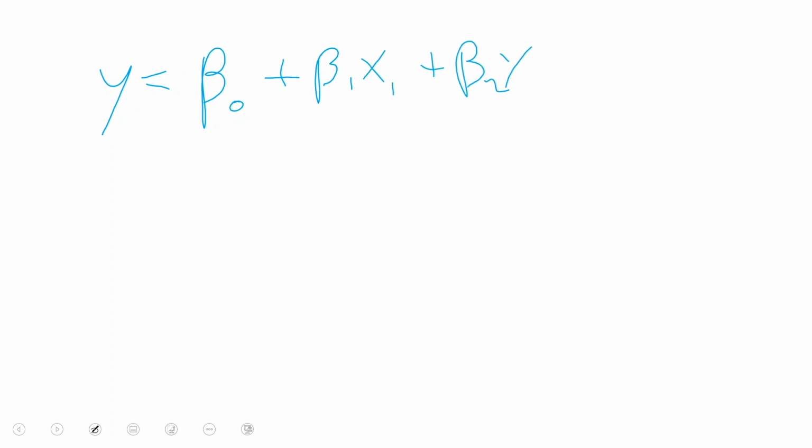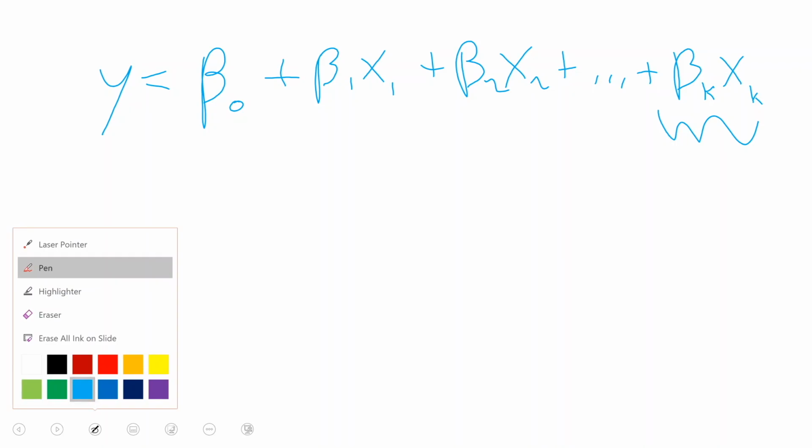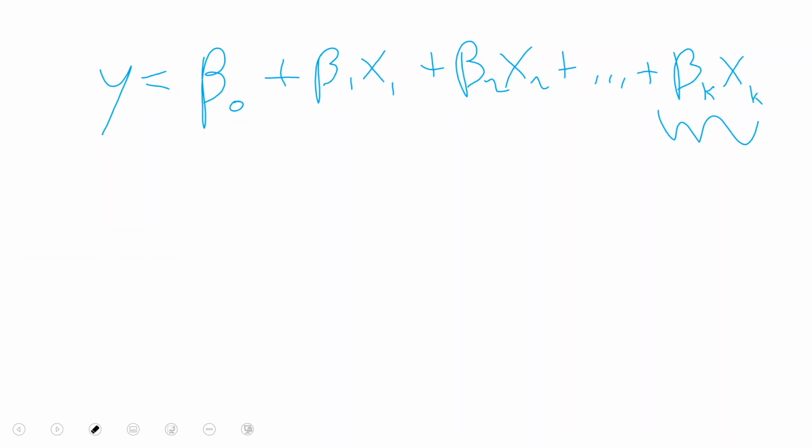So instead, what we do is we look at the overall regression equation. We still have some y outcome, and we still have an intercept, right? And then we have our normal beta 1, x1. And then maybe we have a beta 2, x2, all the way out to beta k, xk. All that is just saying we can have any number of predictors, right? As the predictor number increases, the model becomes more complex, but that's okay.